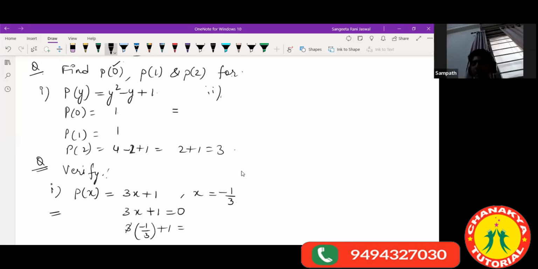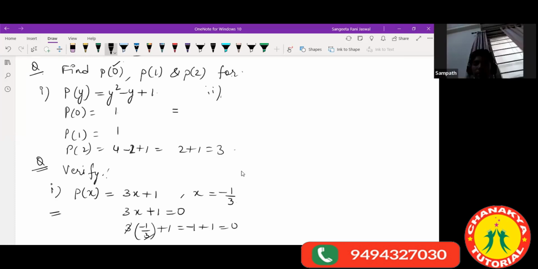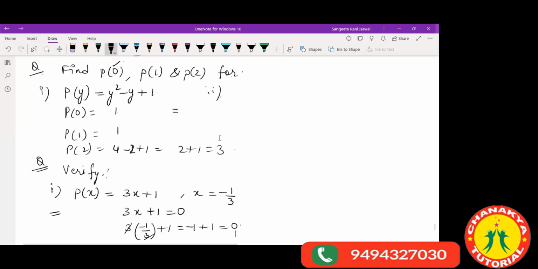Yes, ma'am, it satisfies. The 3 cancels, and minus 1 plus 1 is zero. Ma'am, it satisfies the equation. Yes, it will satisfy the polynomial.